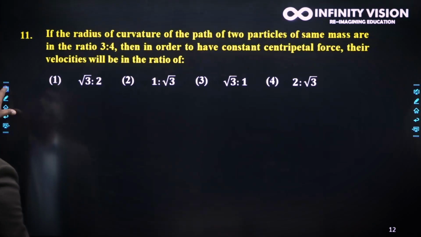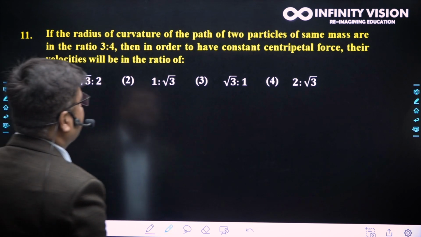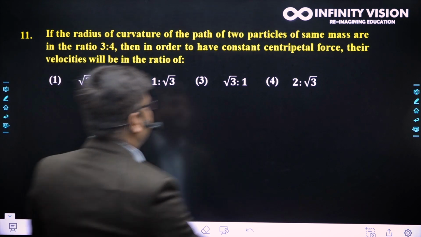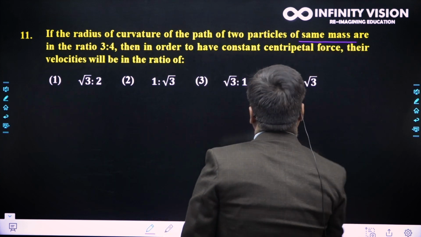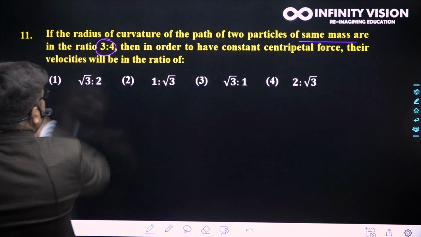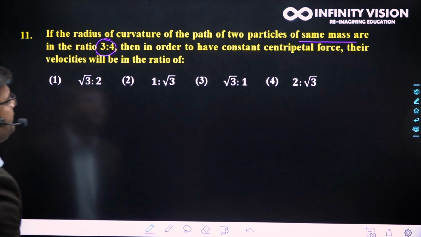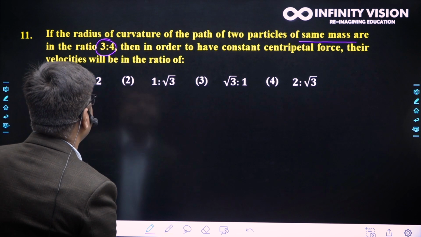Now coming to question number 11. If the radius of curvature of the path of two particles of the same mass is in the ratio 3:4, then in order to have constant centripetal force, their velocity will be in the ratio of.